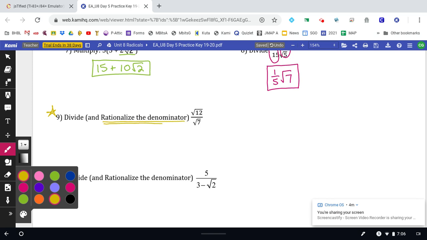Now number 9, notice it doesn't divide nicely. So what we have to do is rationalize the denominator. So I multiply by radical 7 over radical 7, because I know if I multiply radical 7 times radical 7, that's the square root of 49, which is 7. 12 times 7 is going to give me 84, so the square root of 84.